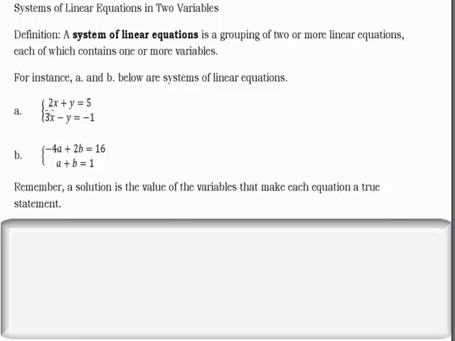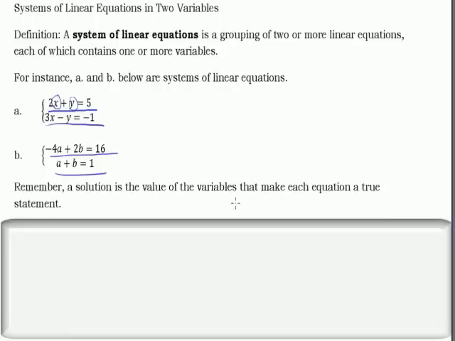In each case we have two equations, and in the first one, our variables are x and y. In B, we've got a first equation and a second equation, with the variables a and b in each of those. In this section and for our class, we're going to deal typically, and in fact almost exclusively, with systems involving two equations with two unknowns.